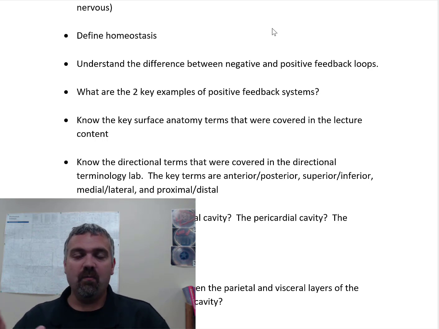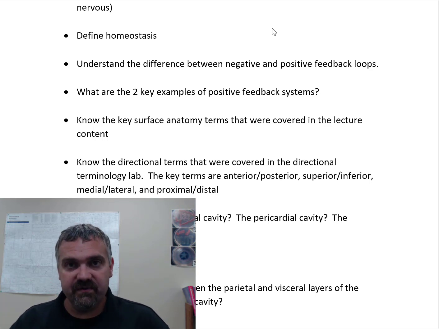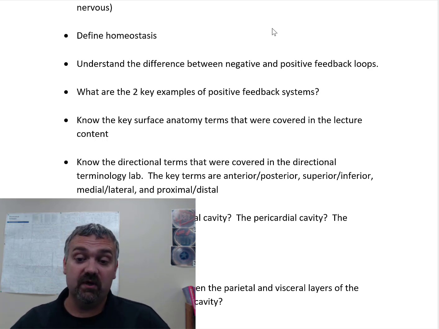So think about your normal temperature range. If your temperature gets too high with the fever, it can lead to febrile seizures and organ failure. If it gets too low, same thing can happen. So think about you fall in icy water, these kind of things. So that's what homeostasis is, and that's why it's critically important.